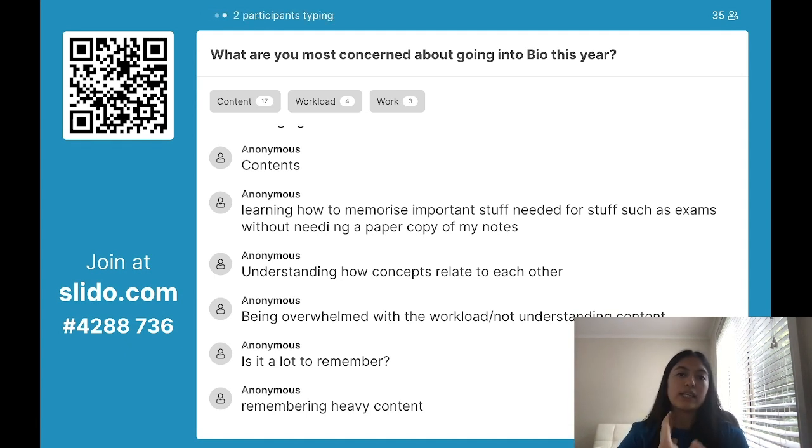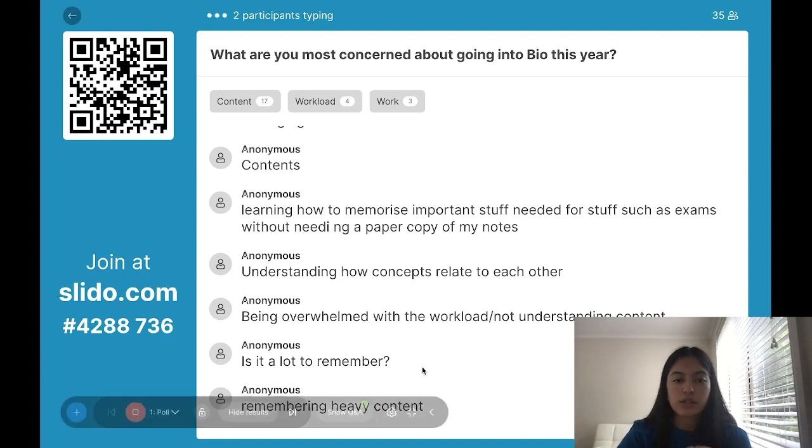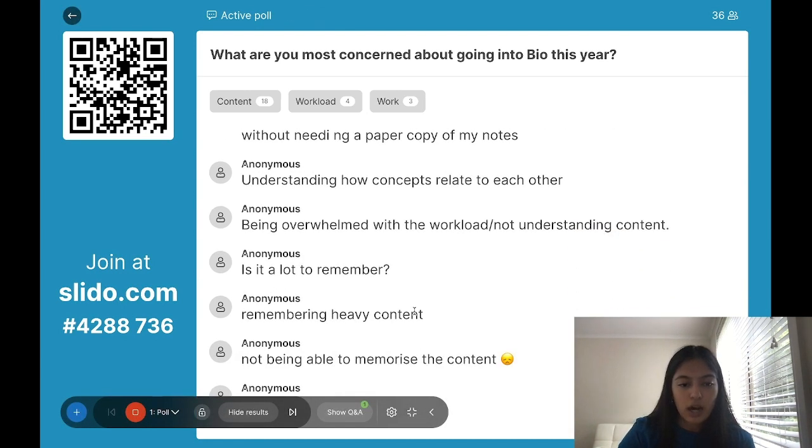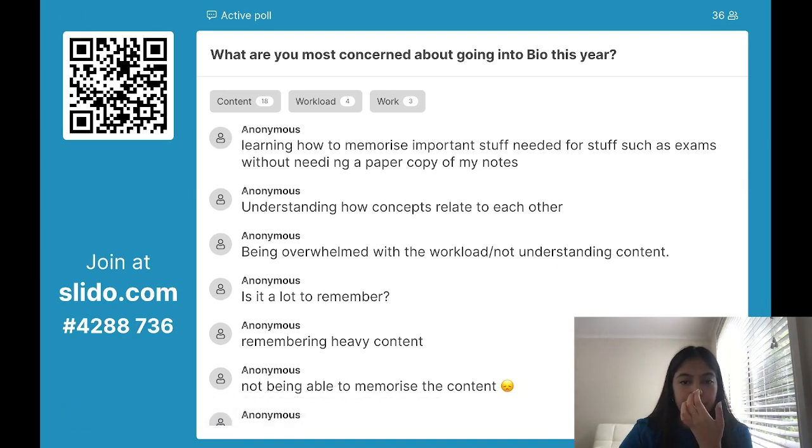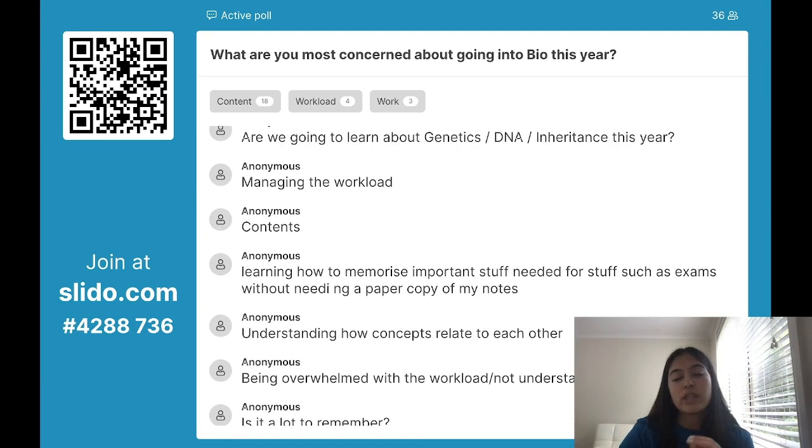But I think it definitely is doable, especially if you learn what works for you and what doesn't in terms of getting stuff memorized. So yeah, it's a lot of the same stuff, memorizing the content. Yeah, being overwhelmed with the workload. Again, with that, try to stay on top of it as best as you can.